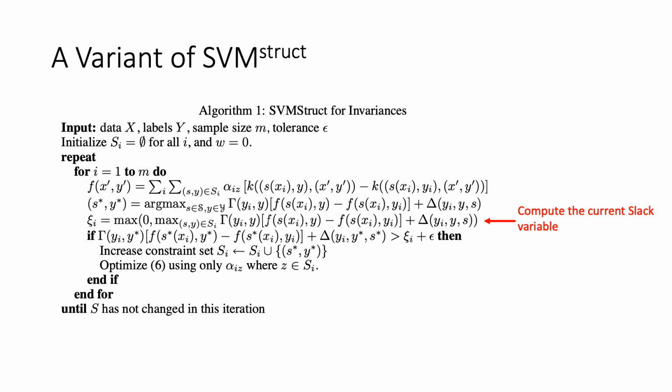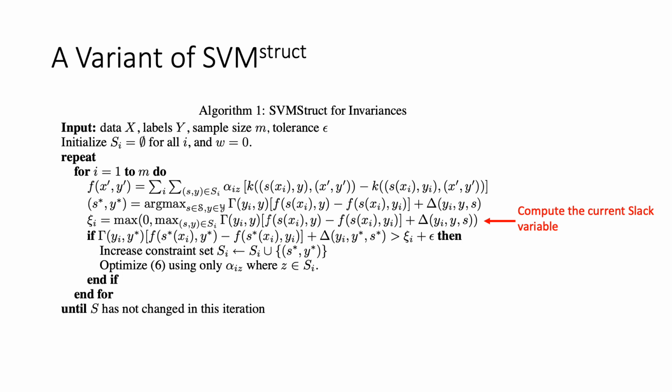So the second thing that we have to compute is the current slack variable. Disregarding the optimum that we just found and only looking at the current working constraint set for the current observation, what is the worst margin violation we have so far? That comes out in the current slack variable. I believe that's psi i. And then we have to compare the two values that we just computed.